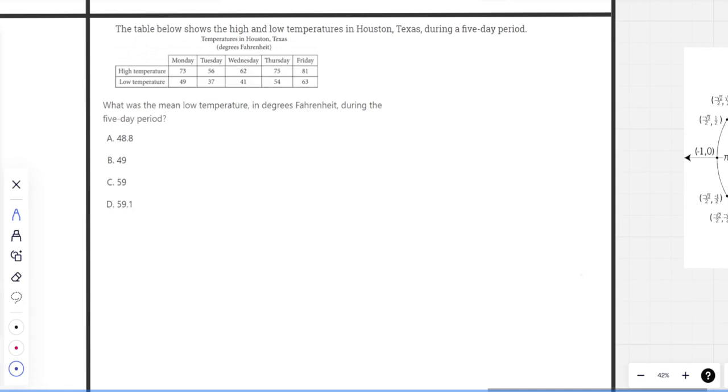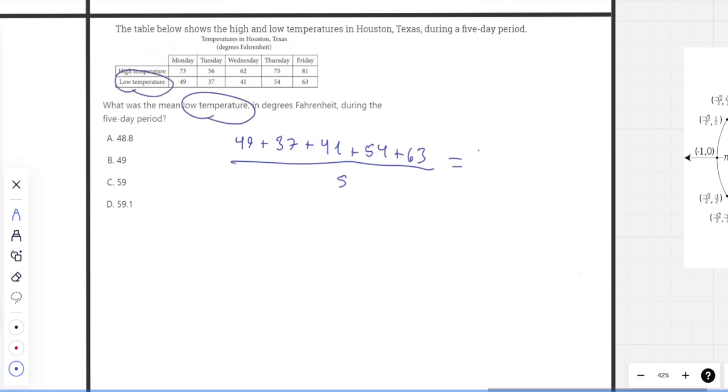All right, next one, asking for the mean low temperature in degrees Fahrenheit during a 5-day period. Well, I think you guys know how to do this one. It's just a matter of who gets their calculator out first. I'm going to do it on my calculator because I don't really feel like doing this on paper. But I'll show you the math that goes into it. For mean or average, we're going to sum up all the numbers, divide by 5. And notice I'm focusing specifically on the low temperature row. That's 244 divided by 5 gives us 48.8.